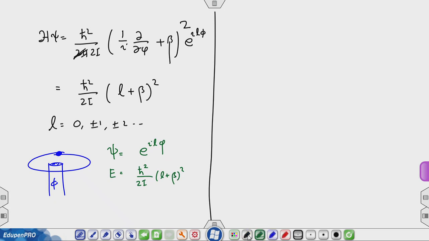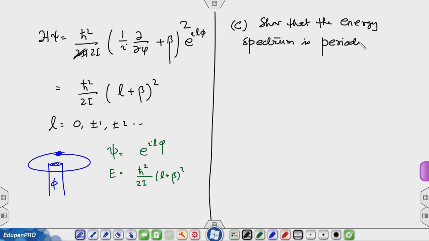Part C. Show that the energy spectrum is periodic in beta with beta equals 1 with period 1. Solution.